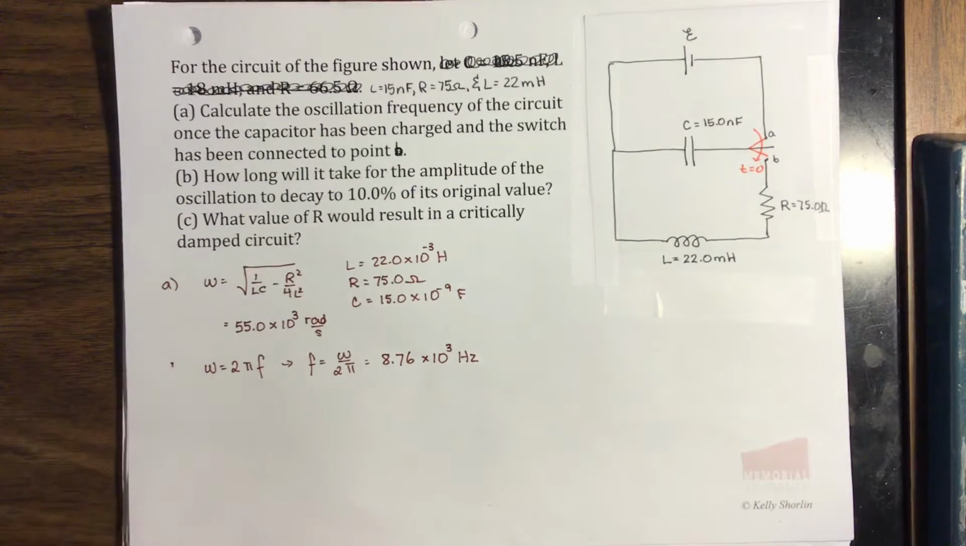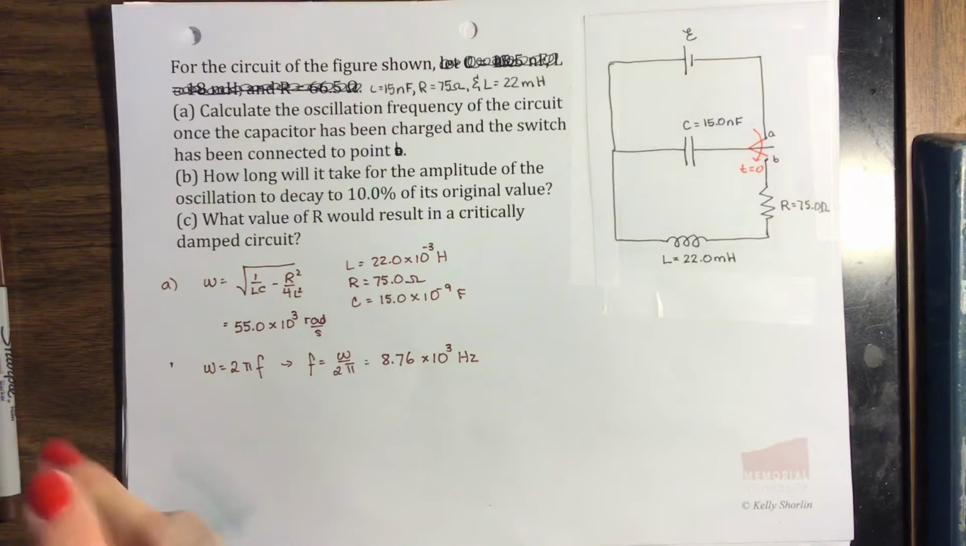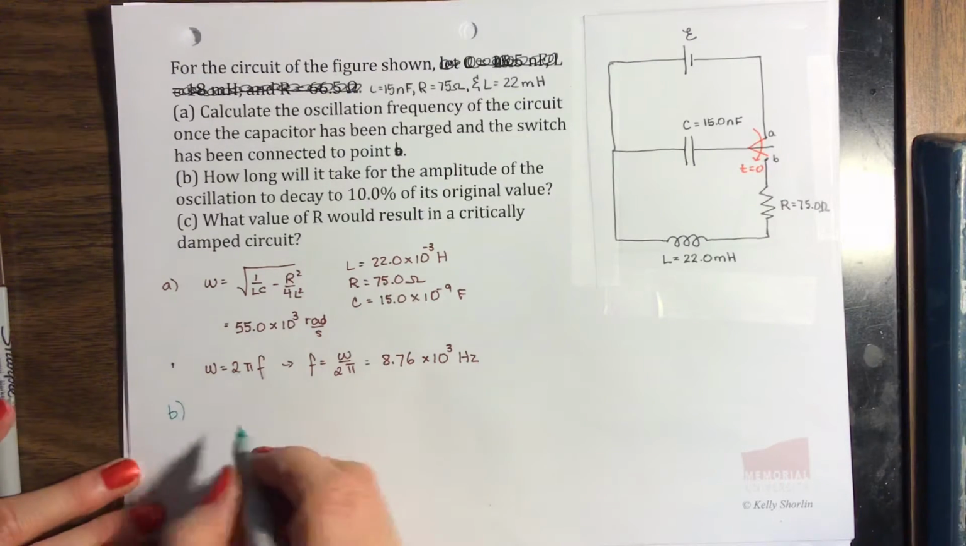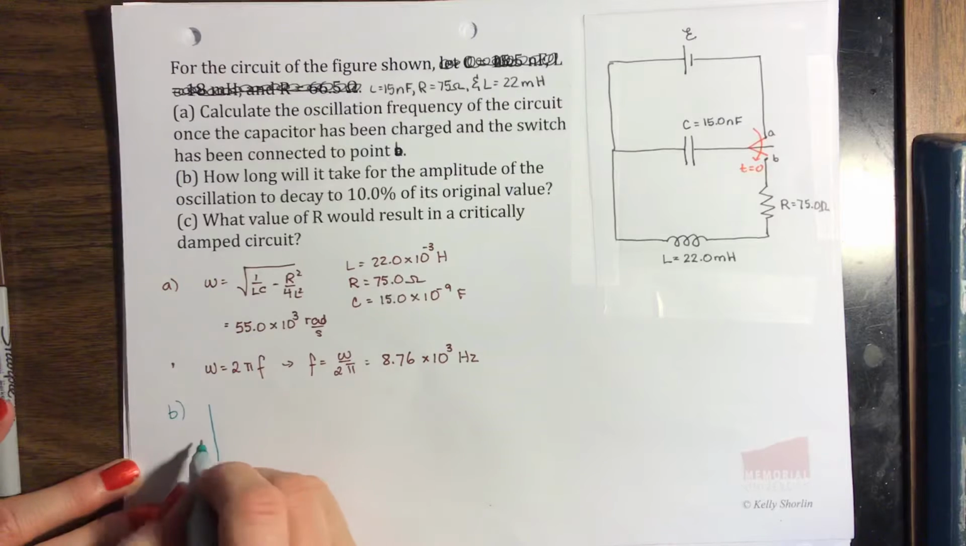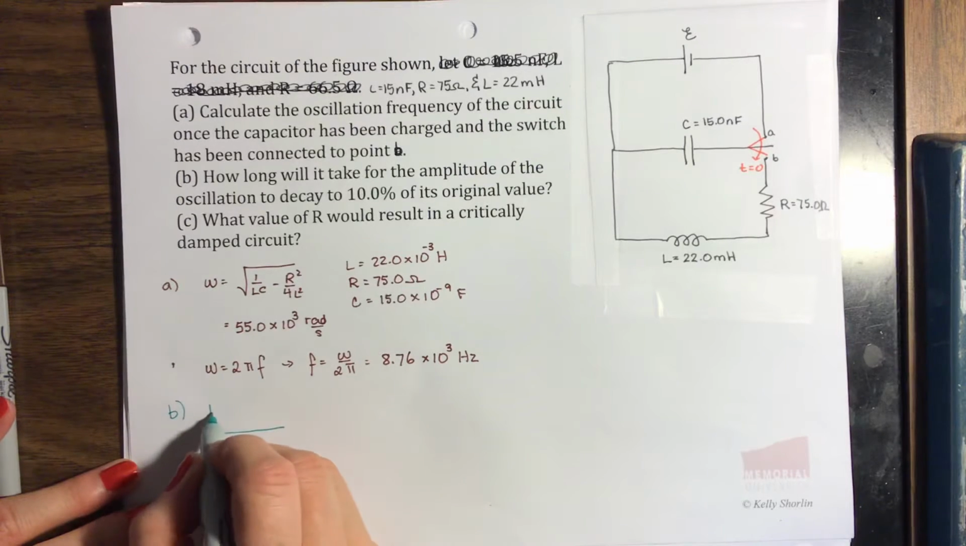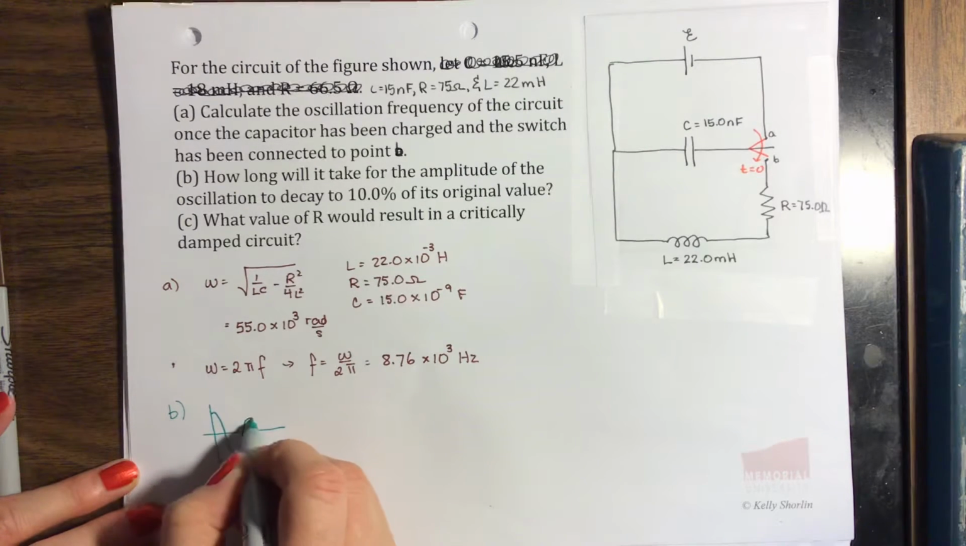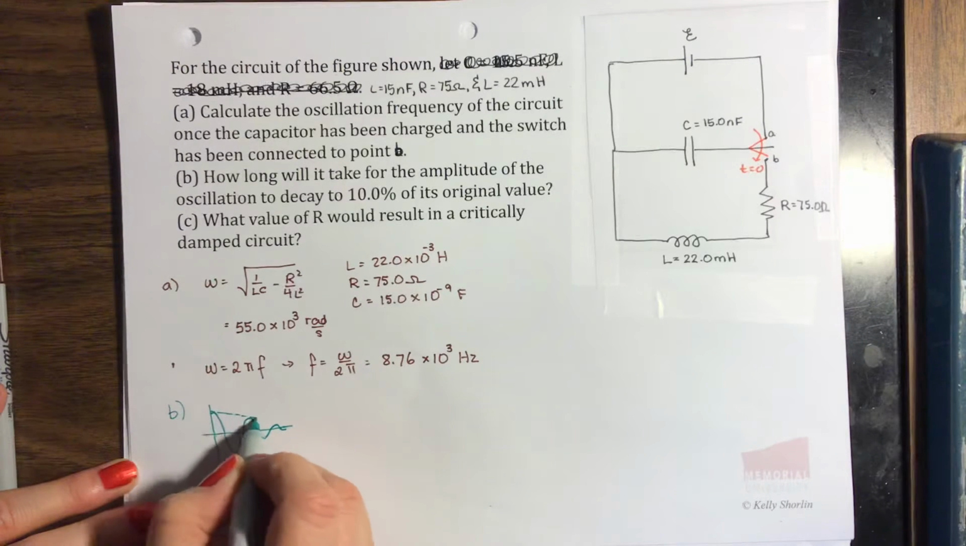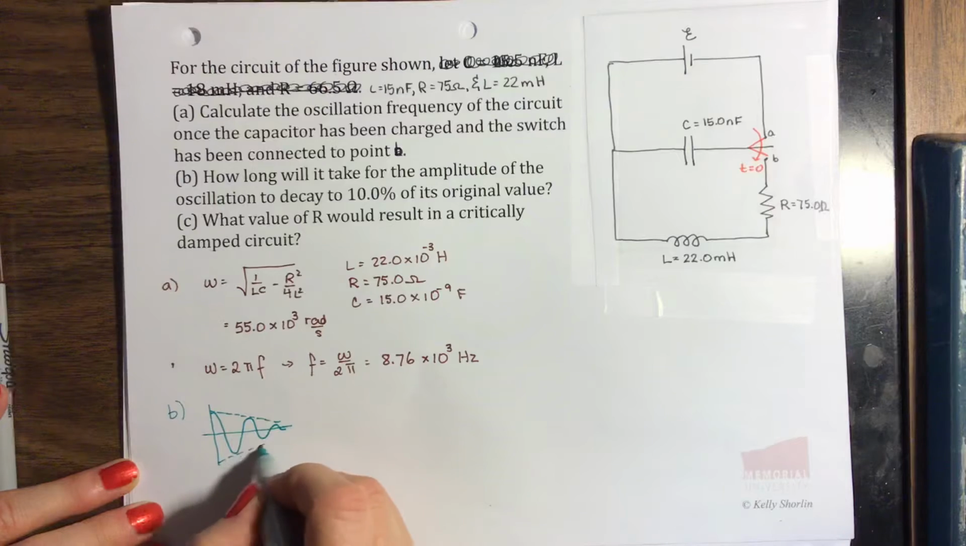Okay, there's part A. Part B, how long will it take for the amplitude of the oscillation to decay to 10% of its original value? Let's make sure we understand the question here. So this is the amplitude of oscillation. That means if we thought about the charge on the capacitor plates, it oscillates up and down kind of like this. And the amplitude is this dashed line out here.